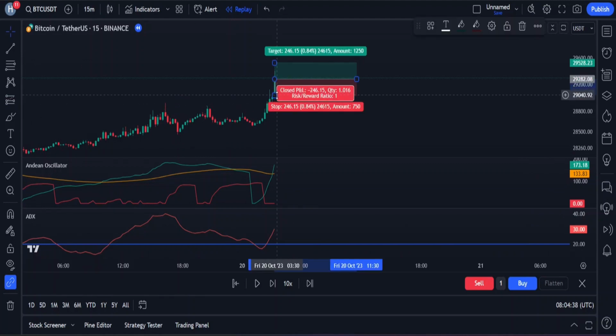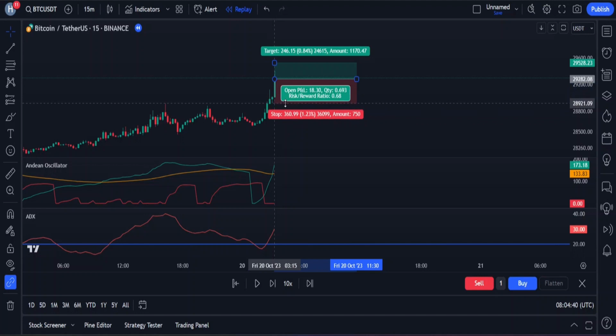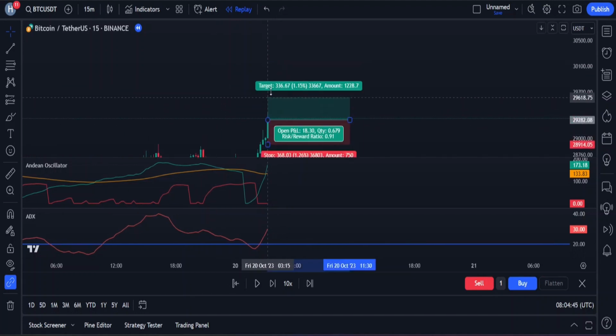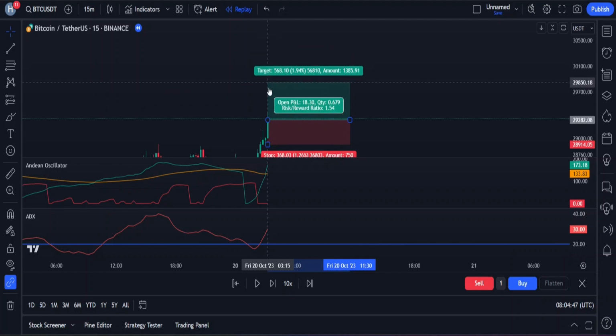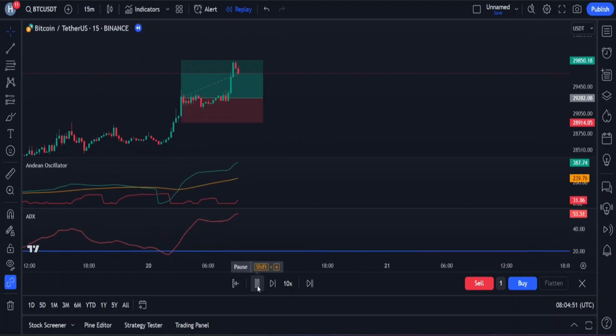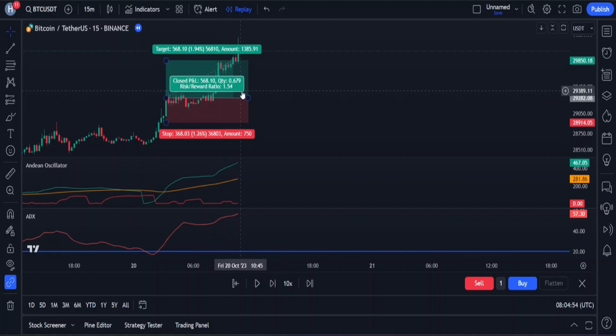Our stop loss for this strategy will be set at the low of the last two candles, which will be right here, and we will set our take profit target at 1.5%. Now let's see if this trade will hit our target or not. As we can see, this was a very good buy signal.